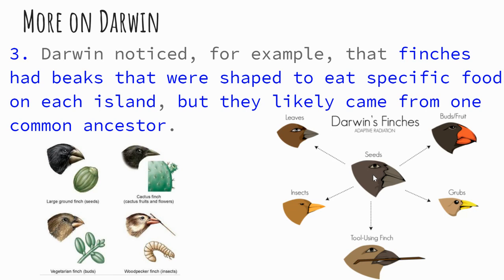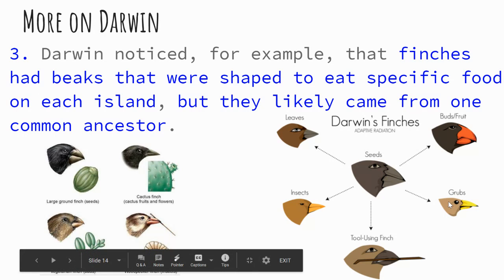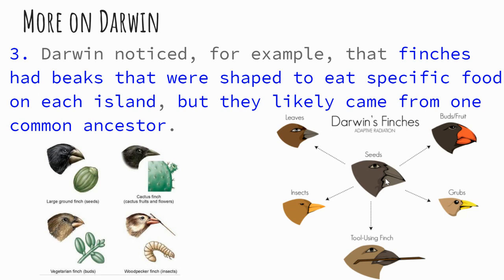So if they ate fruit, they maybe had a bigger beak. If they ate insects like grubs, maybe they had a smaller beak because they would need that smaller beak to reach into holes in the tree or something like that. So he thinks maybe they came from one original finch that came from South America, but because of the different food sources on the different islands, they adapted to have different beak shapes so that they could be best at eating their foods.